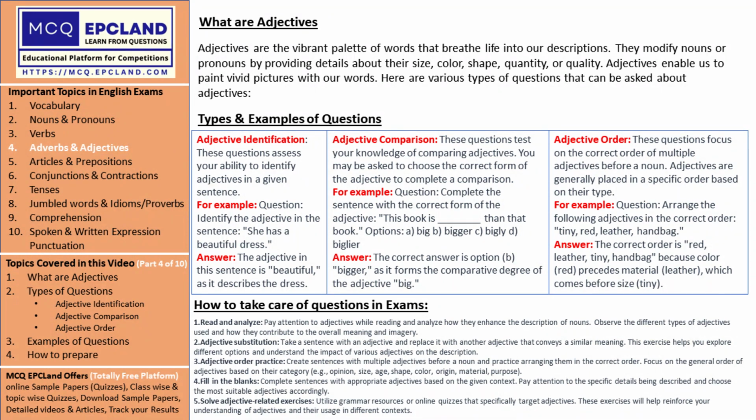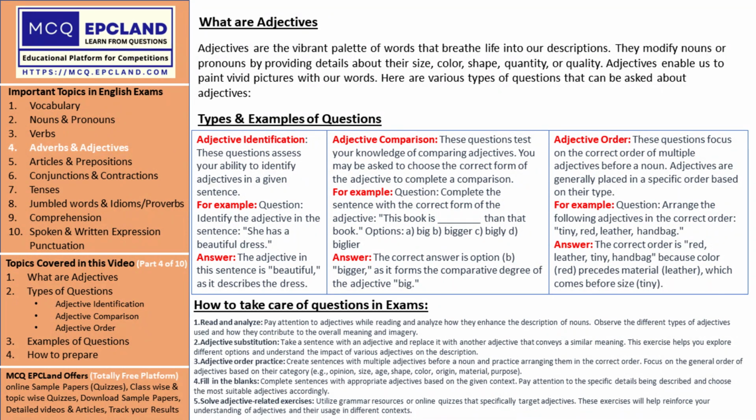Moving on to the next type of question, adjective comparison. These questions test your knowledge of comparing adjectives. You may be asked to choose the correct form of the adjective to complete a comparison. Let's try one. This book is _____ than that book. The options are big, bigger, bigly, or biglier. The correct answer is bigger because it forms the comparative degree of the adjective big.